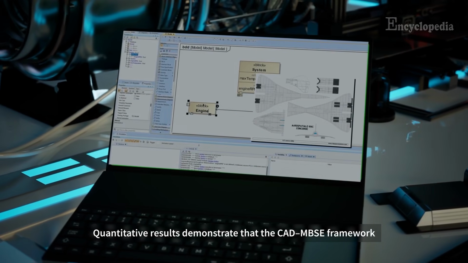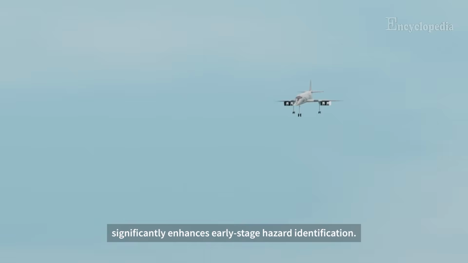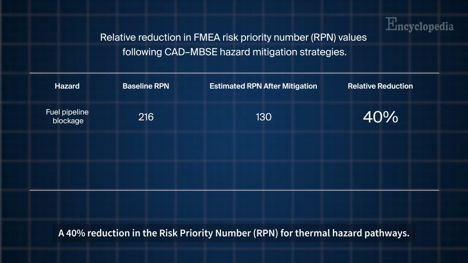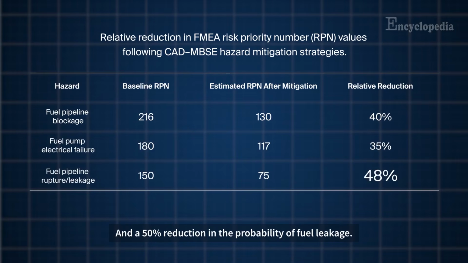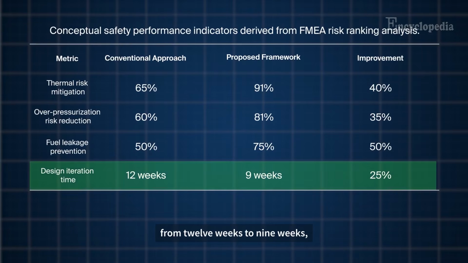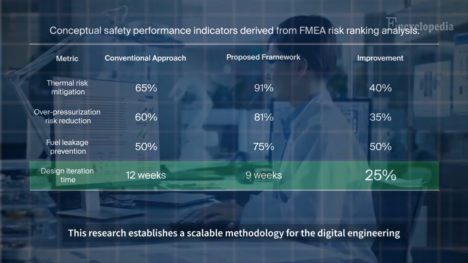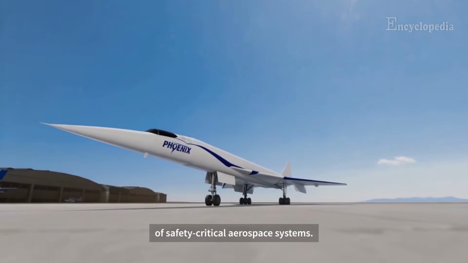Quantitative results demonstrate that the CAD MBSE framework significantly enhances early-stage hazard identification. Implementation of the proposed mitigation strategies resulted in a 40% reduction in the risk priority number for thermal hazard pathways, a 35% reduction in overpressurization risks, and a 50% reduction in the probability of fuel leakage. Furthermore, the integrated workflow reduced the conceptual design iteration cycle from 12 weeks to 9 weeks, representing a 25% improvement in development efficiency. This research establishes a scalable methodology for the digital engineering of safety-critical aerospace systems.